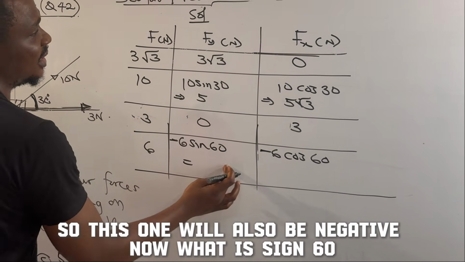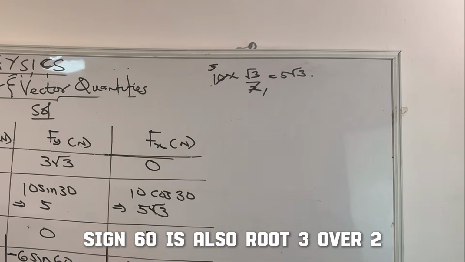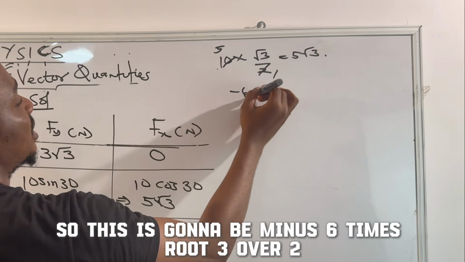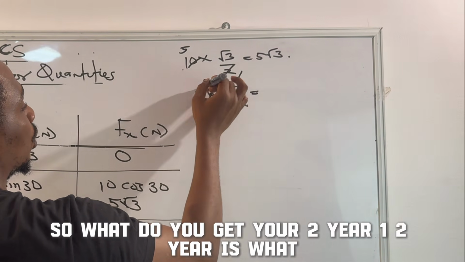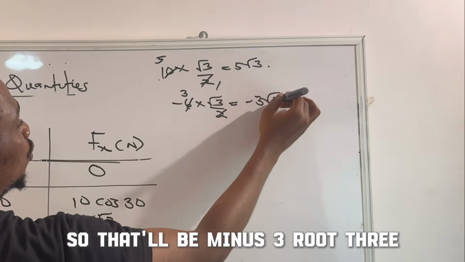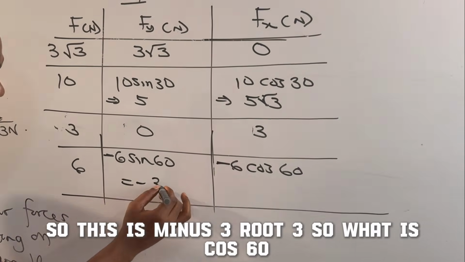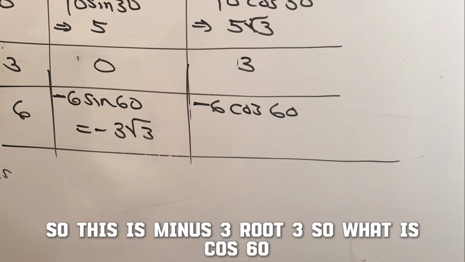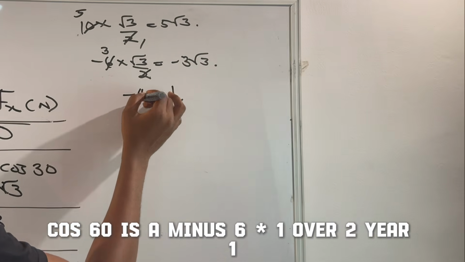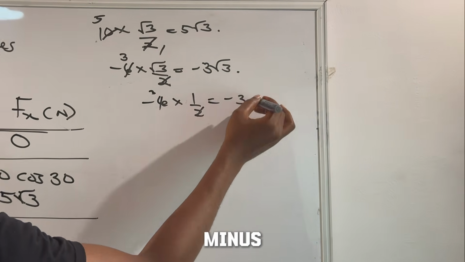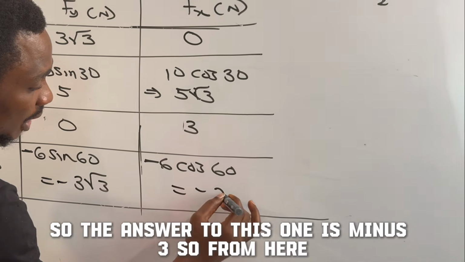Now, what is sine 60? Sine 60 is root 3 over 2. So this is going to be minus 6 times root 3 over 2. So what do you get here? 2 here, 1. 2 here is what? So that will be minus 3 root 3. So this is minus 3 root 3. So what is cos 60? Cos 60 is half, minus 6 times 1 over 2. 2 here, 1. 2 here is 3. What do you have here? Minus. So the answer to this one is minus 3.